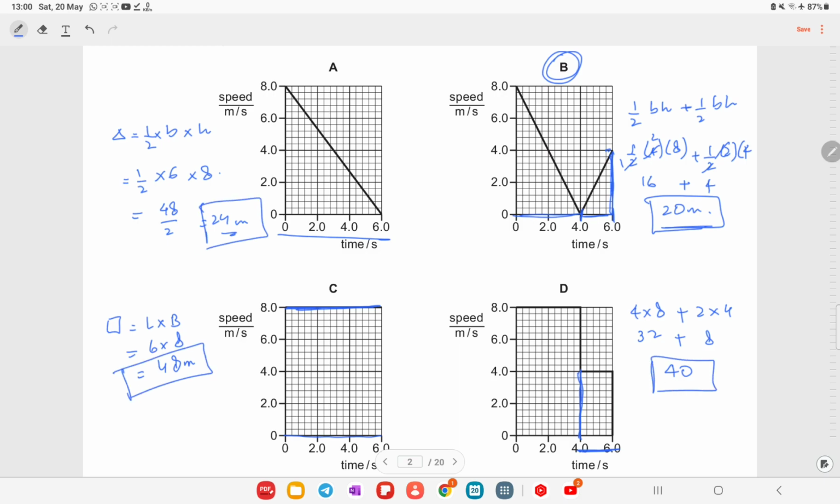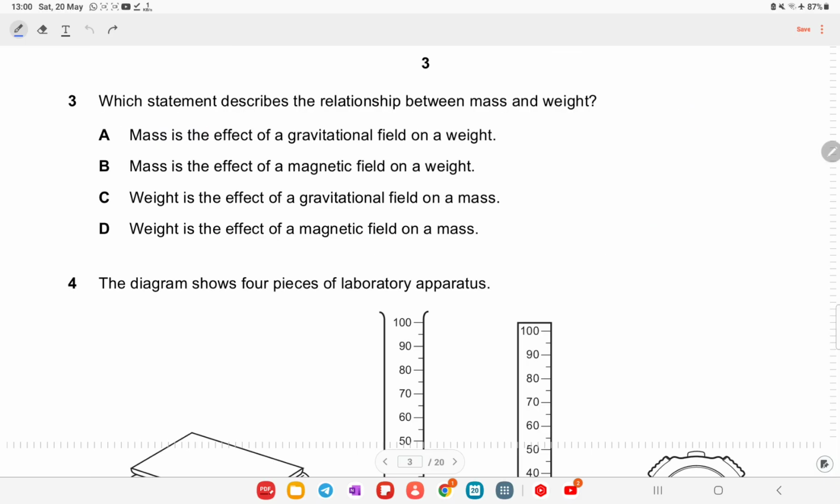Okay, I hope this is clear. Which statement describes the relationship between mass and weight? So we have to find out the relationship between mass and weight. Mass is the effect of gravitational field on the weight. Mass is the effect of magnetic field on the weight. Weight is the effect of gravitational field on the mass. Yes, this seems to be the right answer.